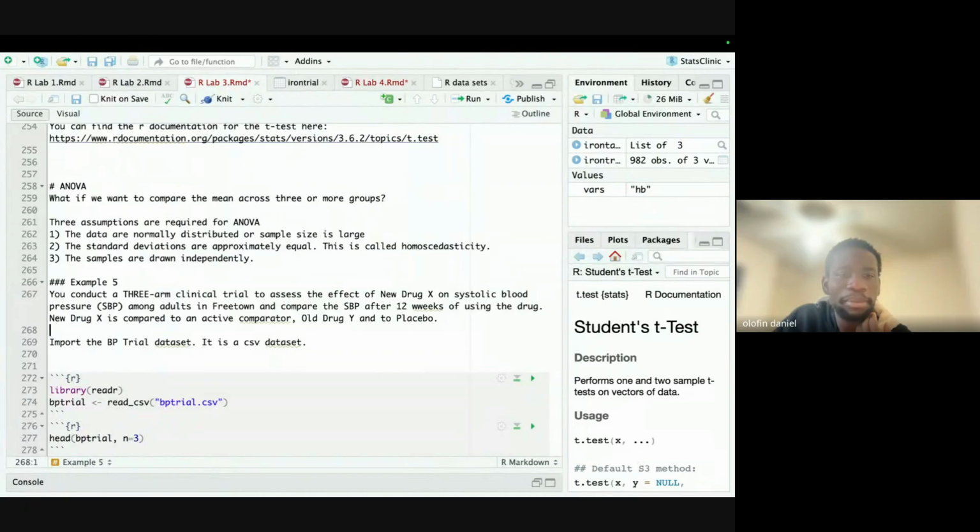So now let's take our example for the ANOVA. You conduct a 3-arm clinical trial to assess the effects of new drug X on systolic blood pressure among adults in Freetown, and compare this systolic blood pressure after 12 weeks of using the drug. New drug X is compared to active comparator, old Y, and to placebo, right? So we have 3 groups. So we have new drug X.